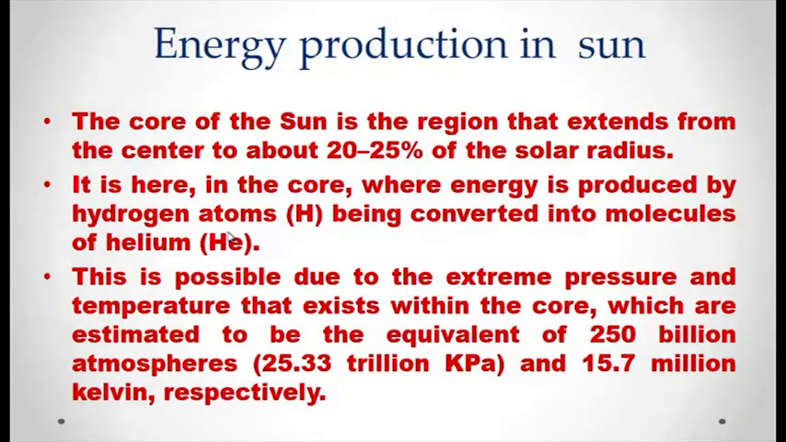So the next part about the sun is energy production. We know that energy is produced in the core of the sun. The size of the core is just 10% of the size of the sun. In that 10% of the size of the sun, this high temperature is produced and taken to the surface of the sun. The core of the sun is the region that extends from the center to about 20 to 25% of the solar radius. It is here where the energy is produced by hydrogen atoms.